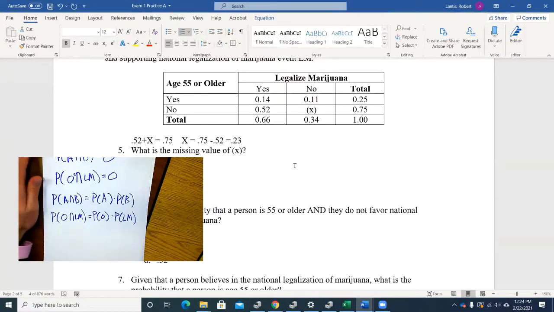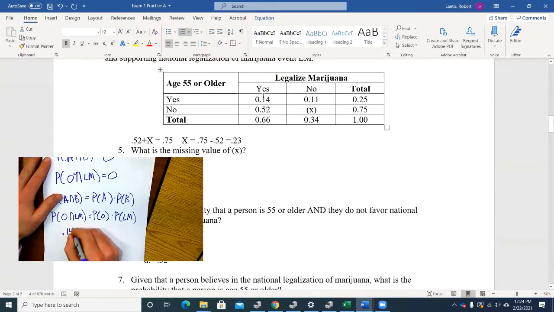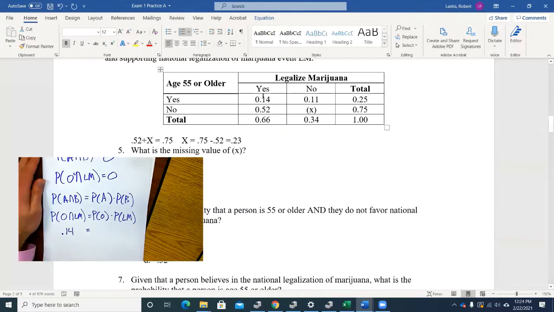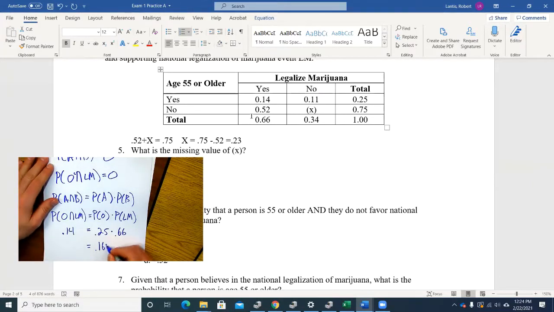So if we look here, what's the intersection? Older than 55, wanting marijuana legalized, 0.14. What's the probability of being older than 55? We go over to the total, 0.25, times the probability of wanting marijuana legalized, which is, is it 66? Yeah, 0.66. So if I do this math right, 0.25 times 0.66, I get what? 0.165. Are those two things equal? No, so they can't be independent.